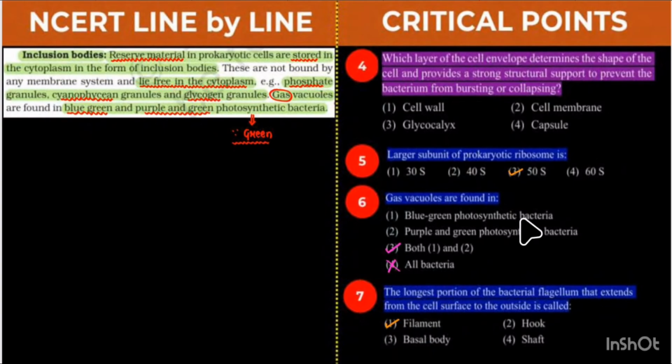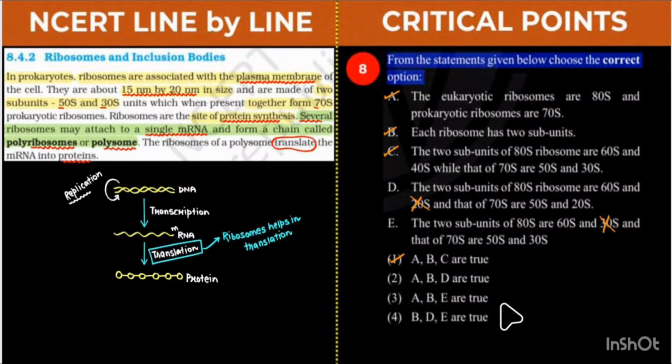The longest portion of the bacterial flagellum that extends from the cell surface to the outside is called the filament. Here we can read NCERT that ribosomes are associated with inclusion bodies. In prokaryotes, ribosomes are associated with the plasma membrane of the cell. They are about 15 to 20 nanometers in size and made up of two subunits, 50S and 30S, which together form 70S. Ribosomes are the site of protein synthesis. Several ribosomes may attach to a single mRNA and form a chain called polyribosomes or polysomes. The polysomes translate the mRNA into proteins.